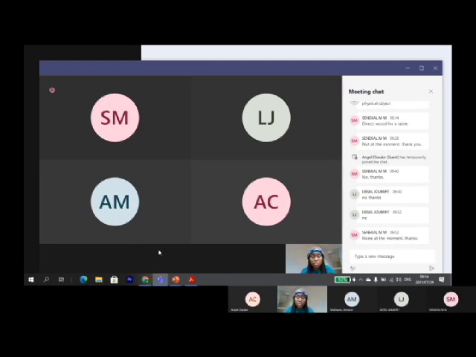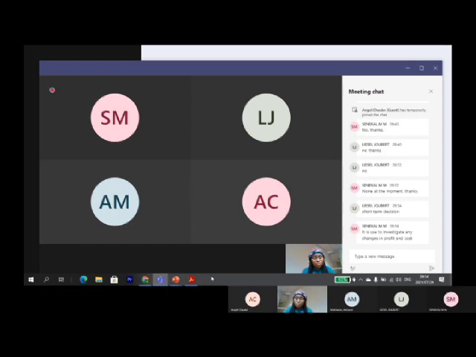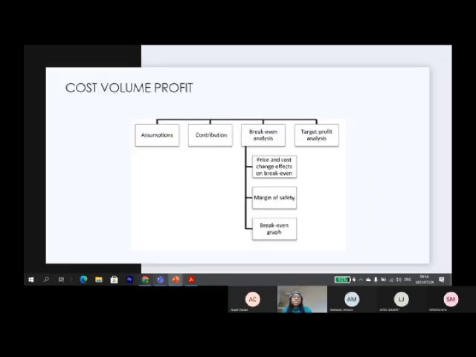Just the question that I'm posing: what do you guys understand about CVP, and why would you suggest that somebody uses a CVP analysis? Thank you, Lisa. She's saying that it's for short-term decision making. True. Why would you advise someone to use CVP? It is used to investigate any changes in profit and cost. Yes, exactly that. Short-term decision making.